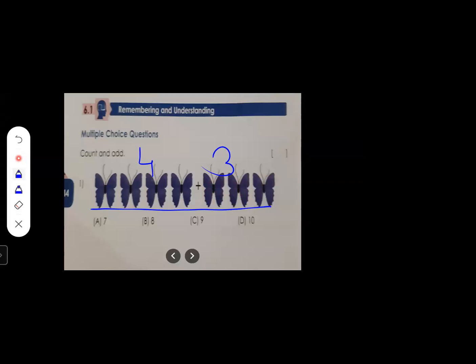4 plus 3. So we have to add all this. So 1, 2, 3, 4, 5, 6, 7. So 4 plus 3, what is the answer, student? Just now I said. How many butterflies are there all together over here? How many butterflies do you see? 4, then 5, 6, 7. How many butterflies are there? 7. So see, options are given over here.